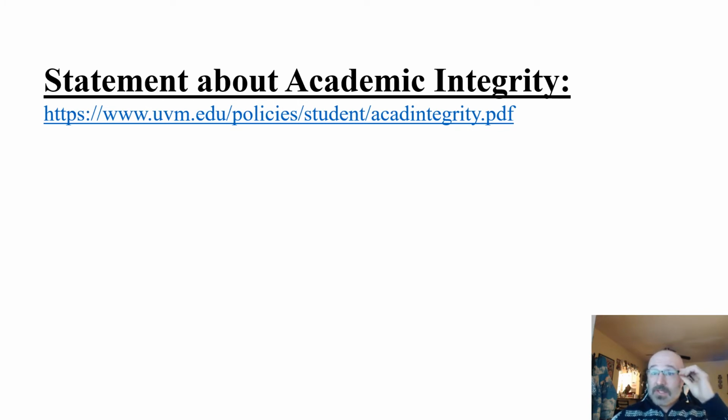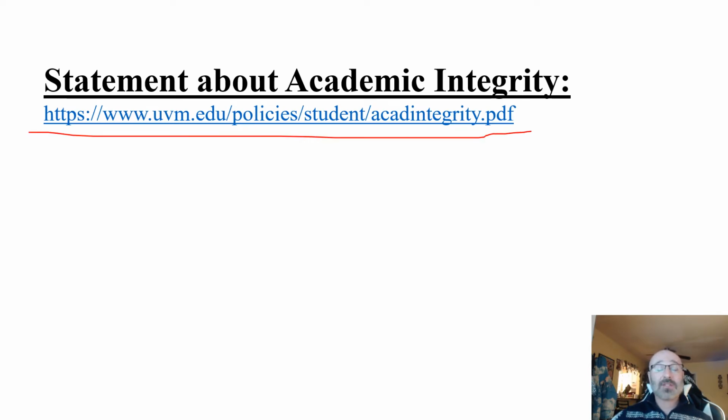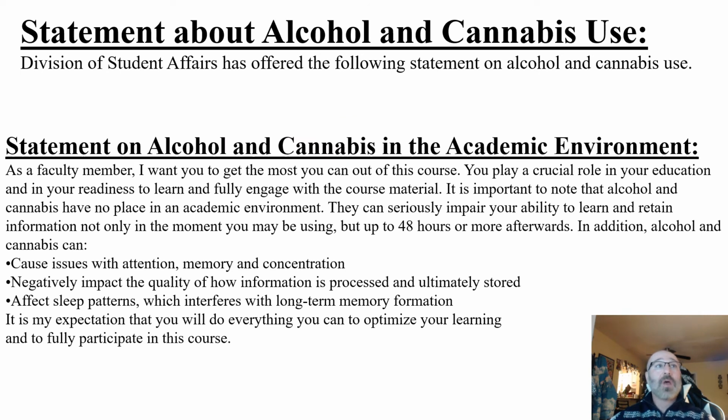There are some policies I'd like you guys to go ahead and read on your own. As far as academic integrity, please head to this link to go through that. And again, this is a big challenge now that we are remote and it's not the same as being in the classroom. So please read through this and make sure you're following all the criteria for the academic honesty and integrity. There's also a statement about alcohol and cannabis use on campus, so please read through this and understand the university's policies on this and what we expect.